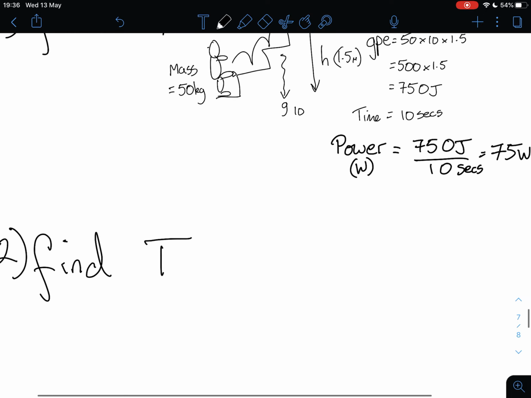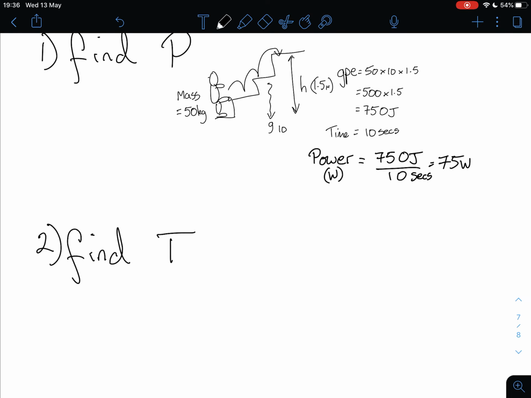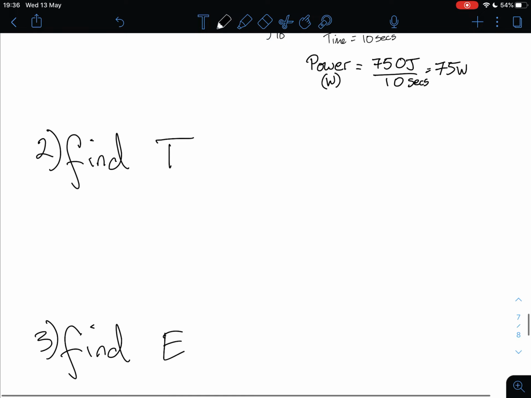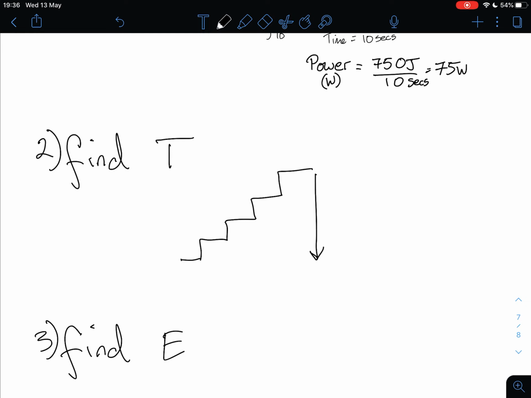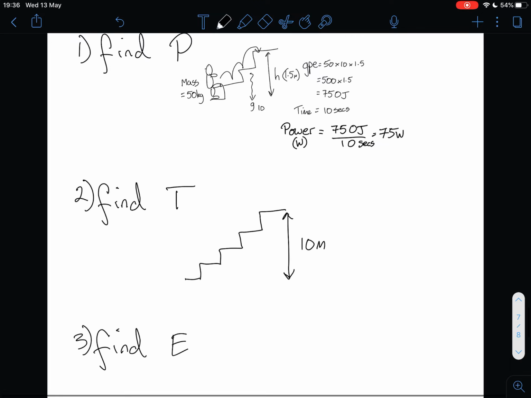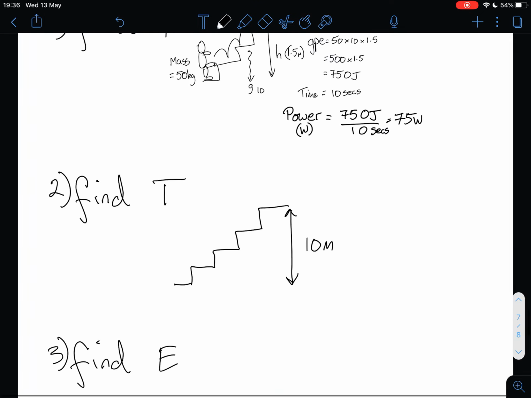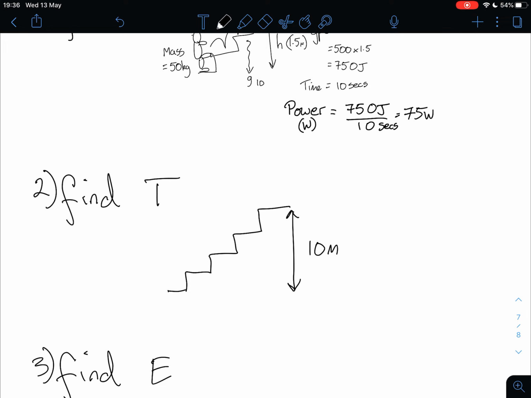So now let's find the time. Let's keep that 75 and ask ourselves, what if the same person had to get up a flight of stairs that was 10 meters? We can work it out. We can use MGH again. Mass hasn't changed. We're assuming he's lost none of his body.